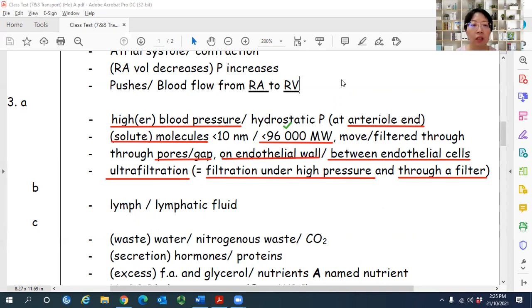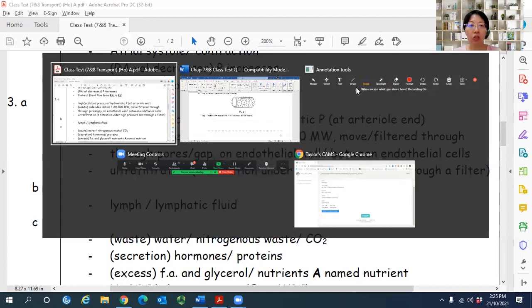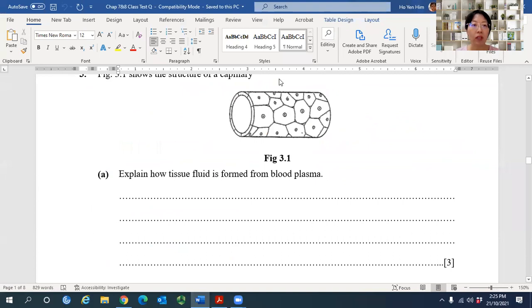Okay? So this is how tissue fluid is formed from the blood plasma. So shall we continue to the next question? Okay, next question is B.